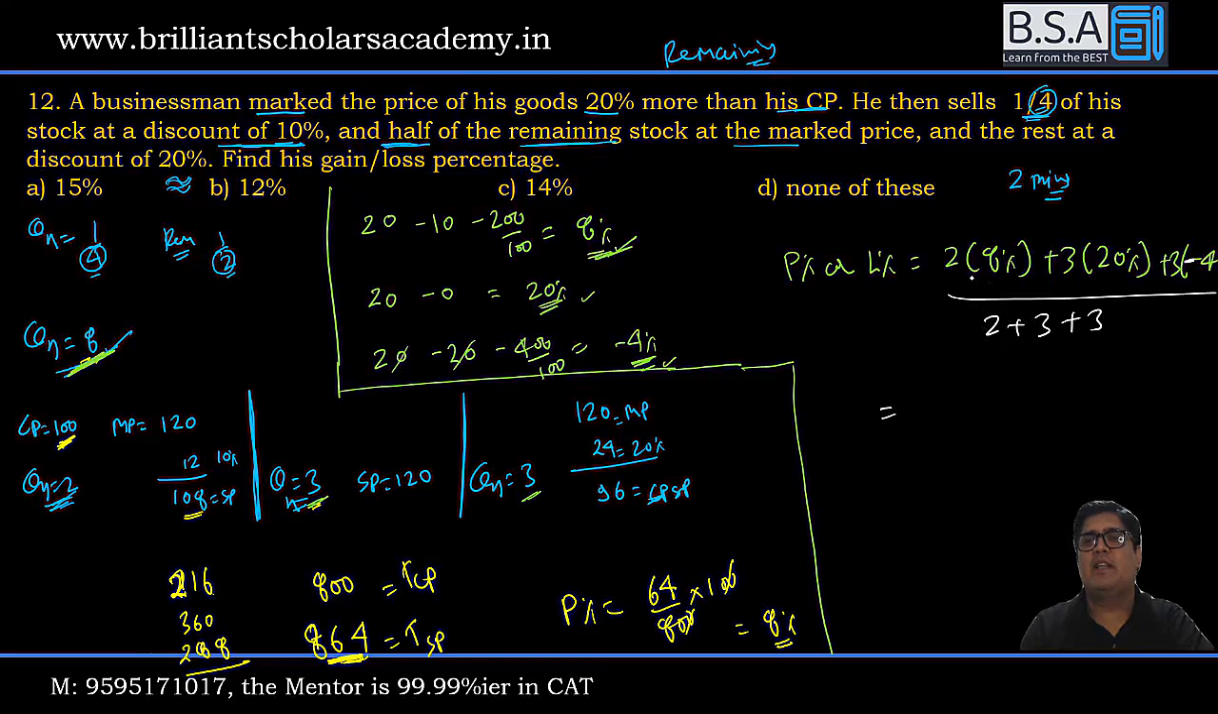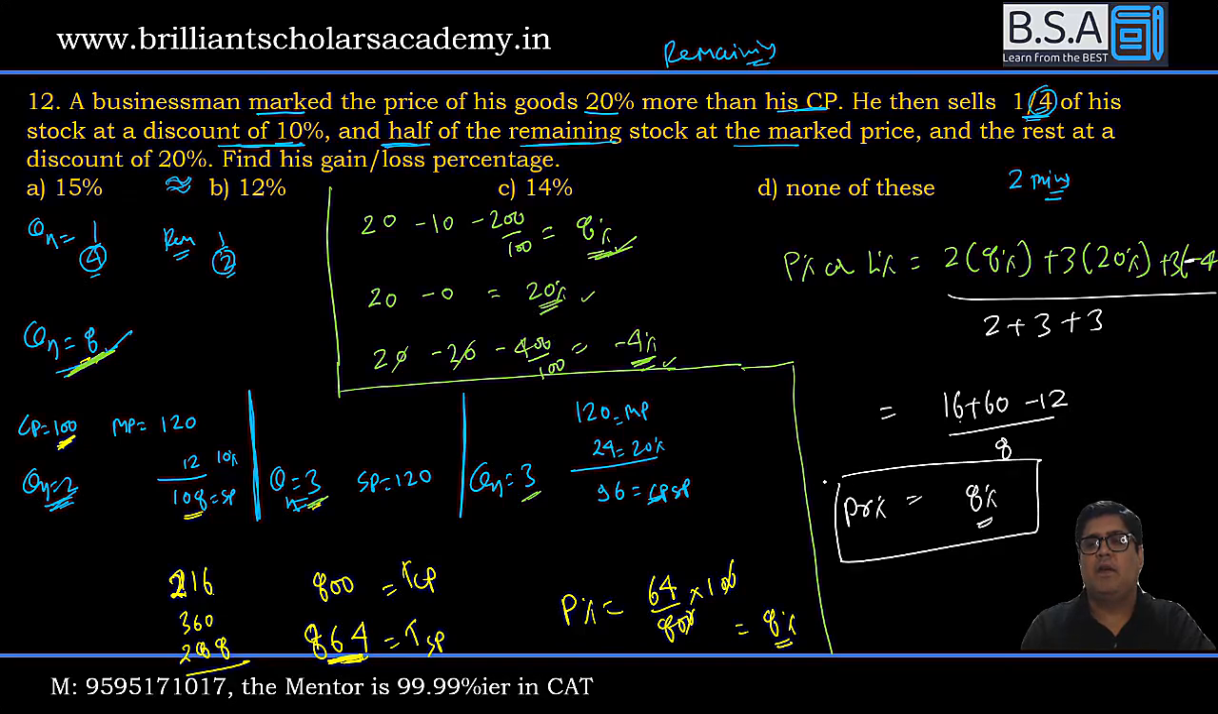So the numerator is 16 plus 60 minus 12 upon 8. This is 64 upon 8. 64 upon 8 is 8%. Because the final outcome is positive, it is going to be profit percentage. What approach is this? This is M minus D minus MD upon 100 is equal to profit or loss.